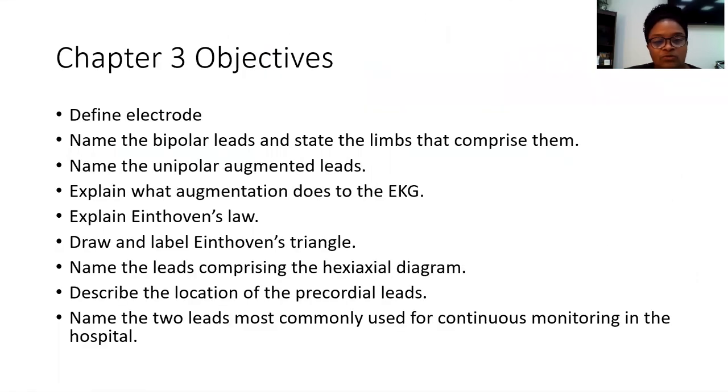Our objectives for this chapter were to define electrodes, name the bipolar leads and state the limbs that comprise them, name the unipolar augmented leads, explain what augmentation does to the EKG, explain Einthoven's law, draw and label Einthoven's triangle, I'm sorry. Name the leads comprising the hexaaxial diagram, describe the location of the precordial leads, and name the two leads most commonly used for continuous monitoring in the hospital.